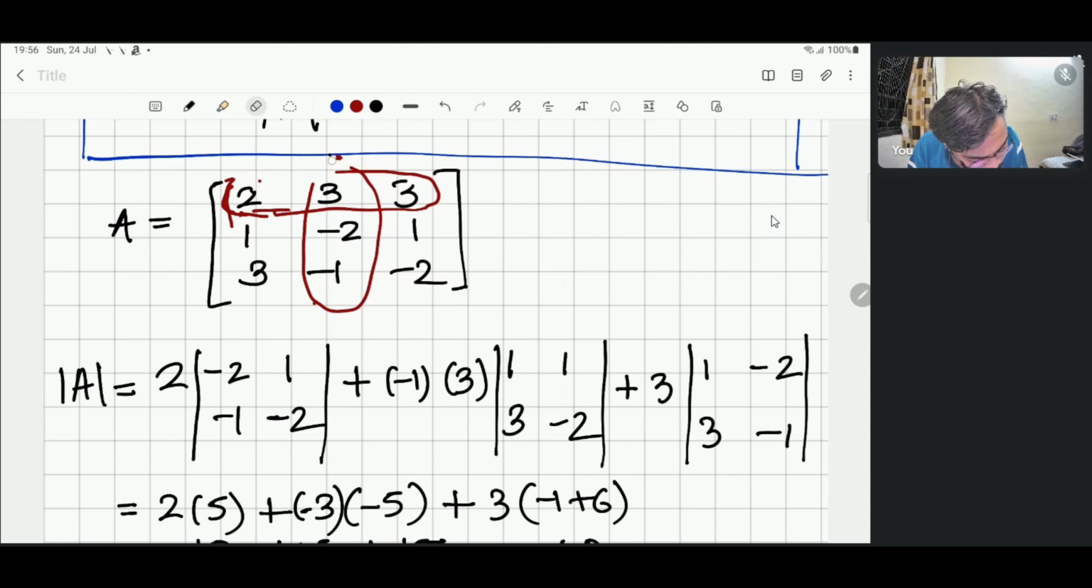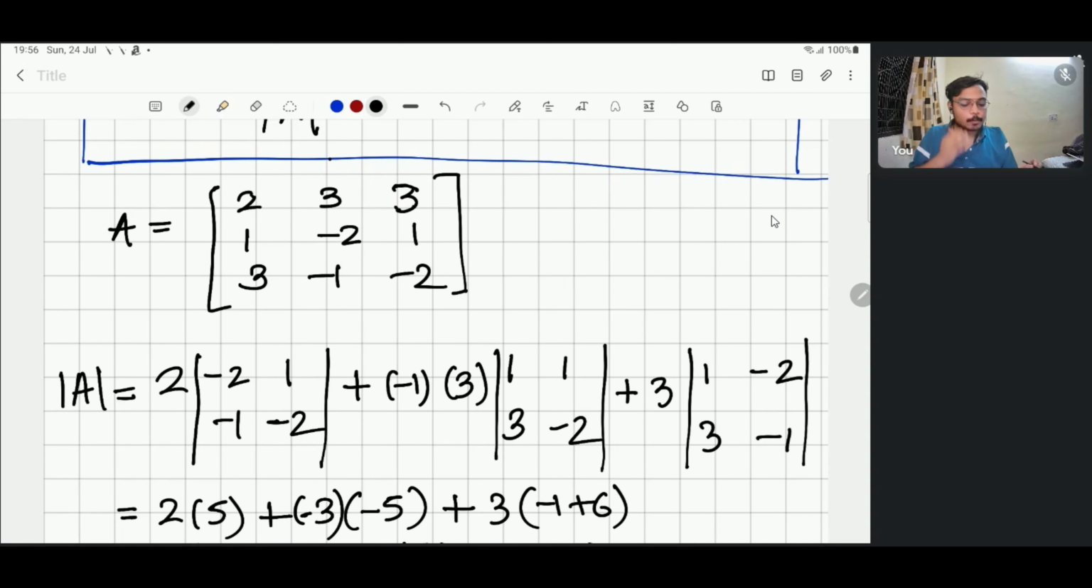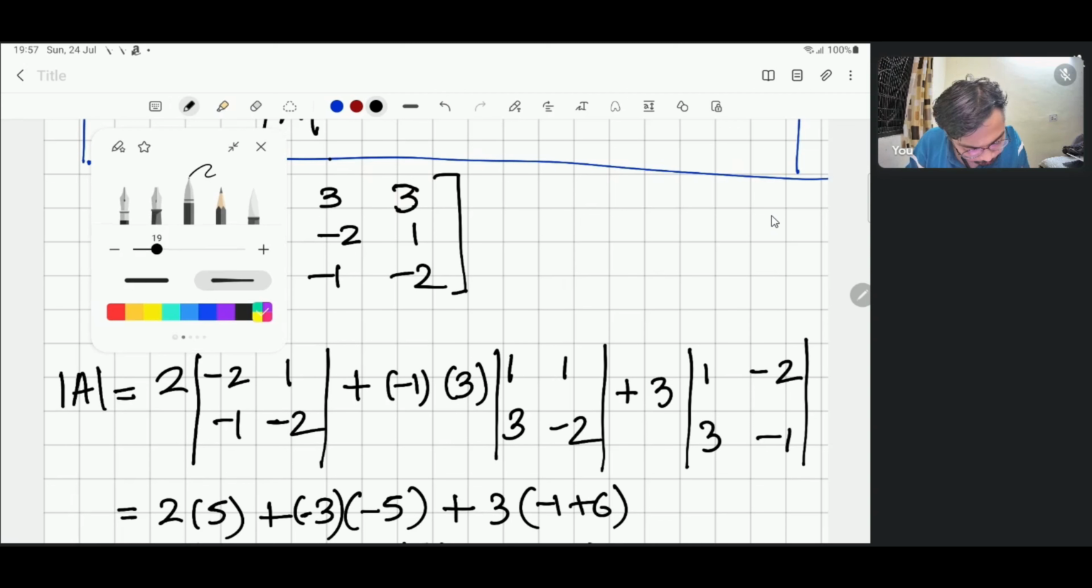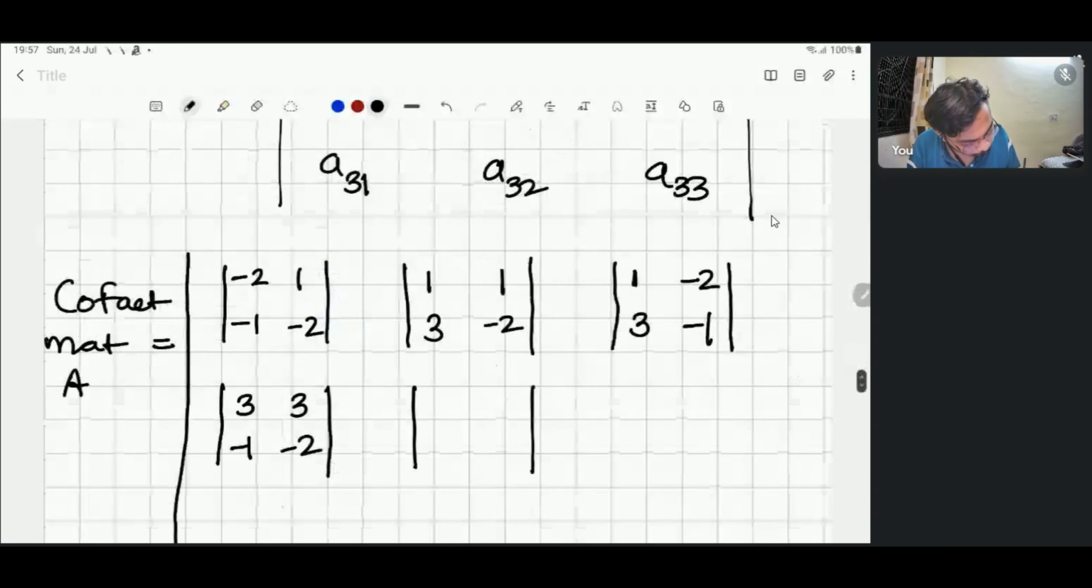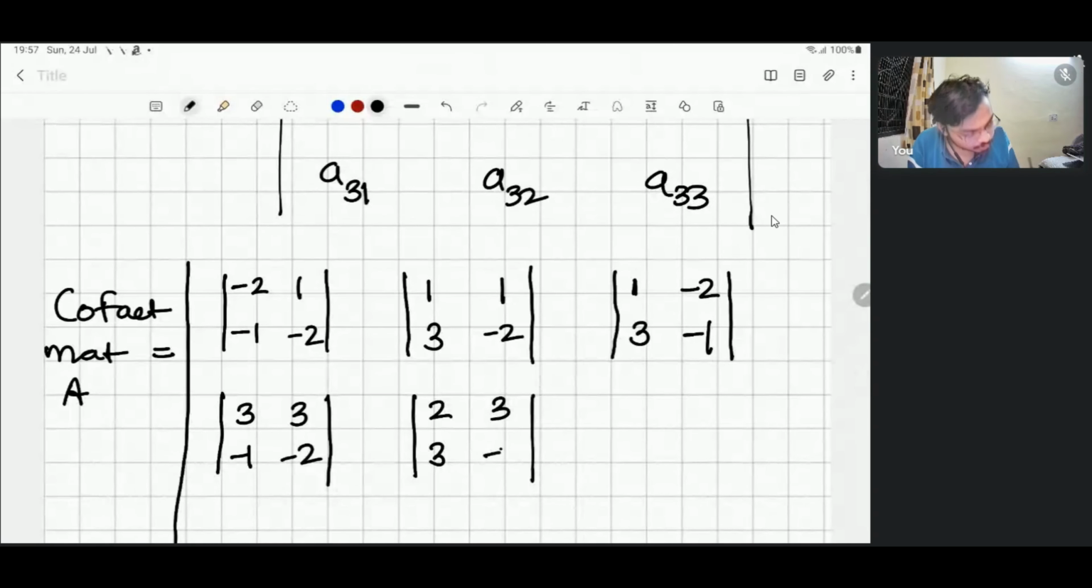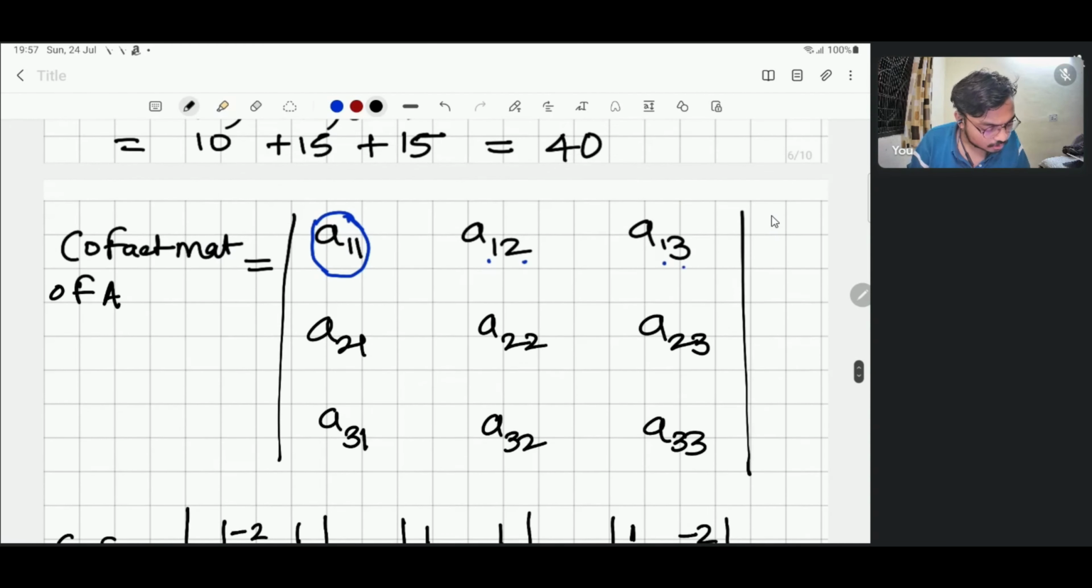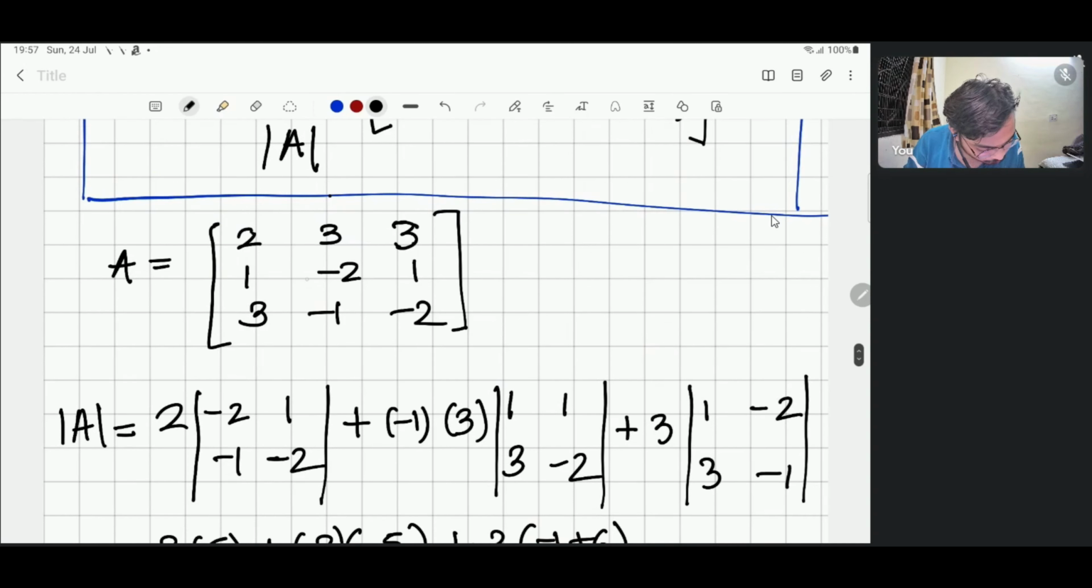Just to avoid the confusion, I am erasing this. Okay, so the second row, second column element: how will we get it? Closing the second row and second column, we get 2, 3, 3 minus 2. Second row, third column: 2, 3, 3 minus 1.